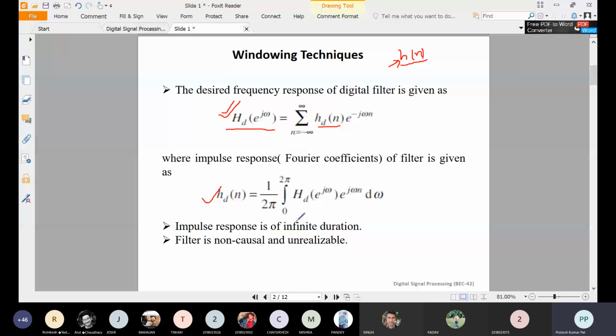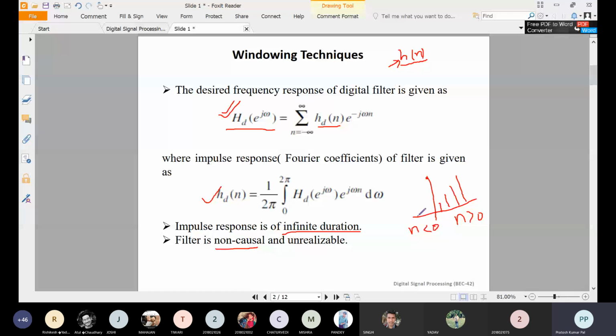Since it has an infinite number of samples, it is of a non-causal nature. A causal sequence is one that has values only for n greater than or equal to 0, that is, it is defined for n greater than 0, and for n less than 0 it has zero value.